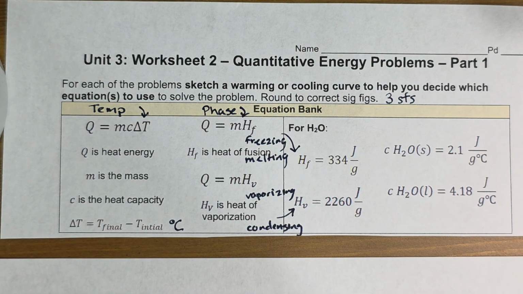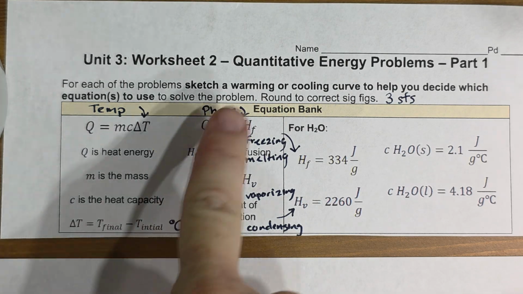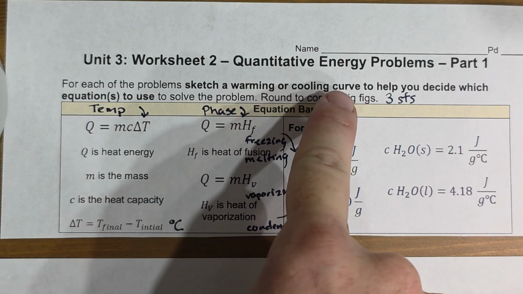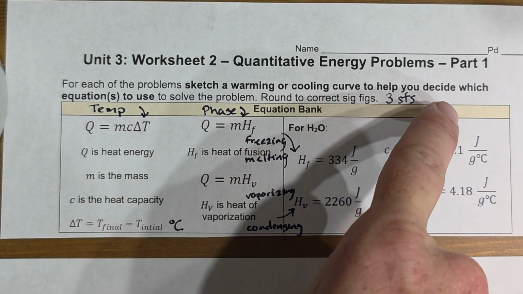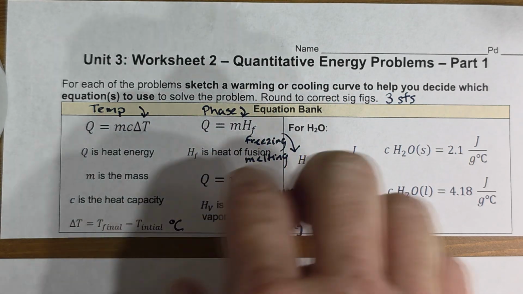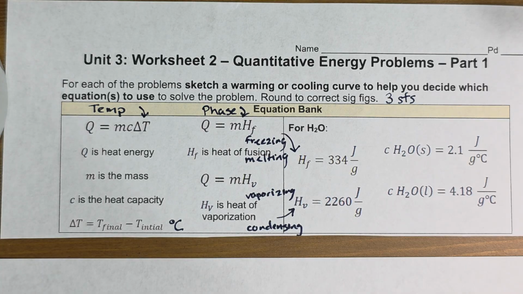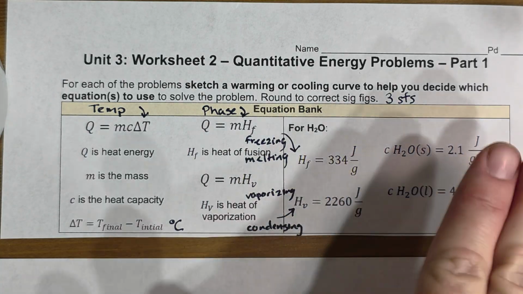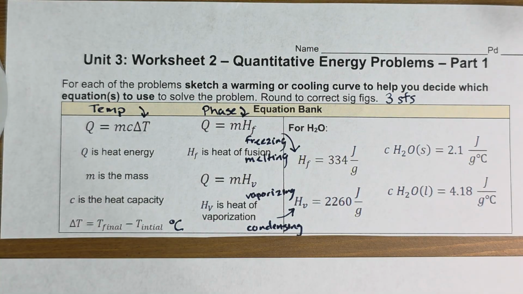All right, we're continuing on with worksheet 2, quantitative energy problems part 1. Yesterday, I talked to you about how to sketch a warming or cooling curve, how to decide which equations to use, and then I told you to go ahead and round to 3 sig figs. I walked you through your equation bank.